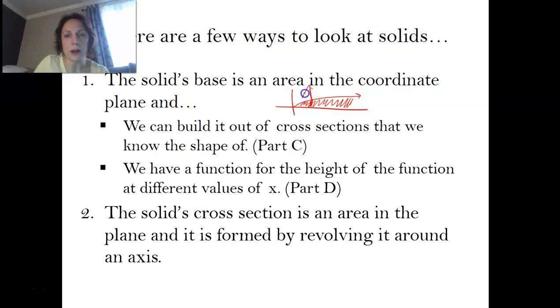So maybe one cross section looks like a rectangle that's twice as tall as it is wide. So I know that this width is root x. I know that this height then is 2 root x, and I know that the depth of this thing, or its thickness, is my dx.